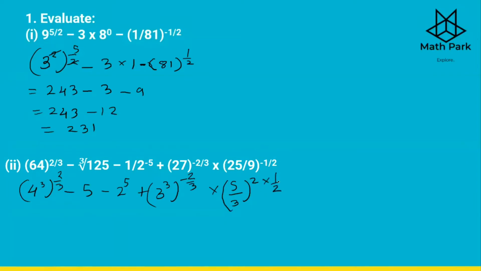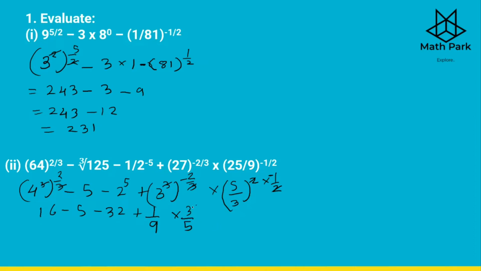So a raised to m raised to n is a raised to mn. So we can have this 3 cancelled, this 3 cancelled, this 2 and 2 cancelled. We get 4 square, which is 16, minus 5, minus 2 raised to 5 is 32. Now 3 raised to minus 2 is 1 upon 3 raised to 2, which becomes 1 upon 9. And this is minus 1 by 2, which becomes 3 by 5. Got it? So this becomes 3 by 5.